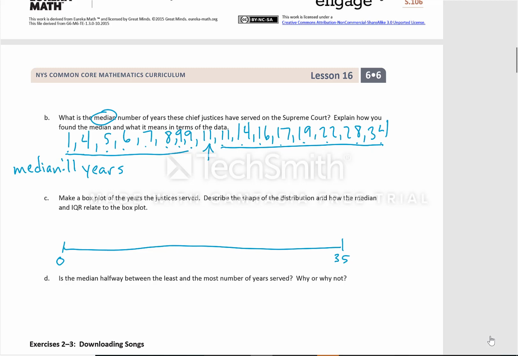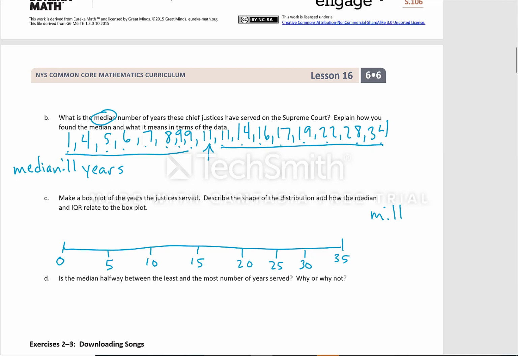And I'm going to label them every 5 digits. So 5, 10, 15, 20, 25, 30, 35. So remember, when I'm finding my values for dot plots, I need my median, which was that 11. And now I'm going to find the quartile 1.